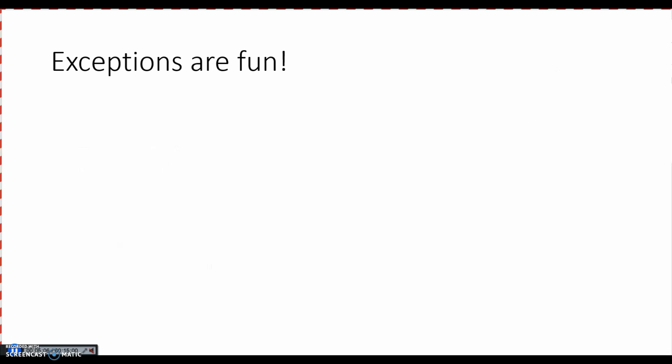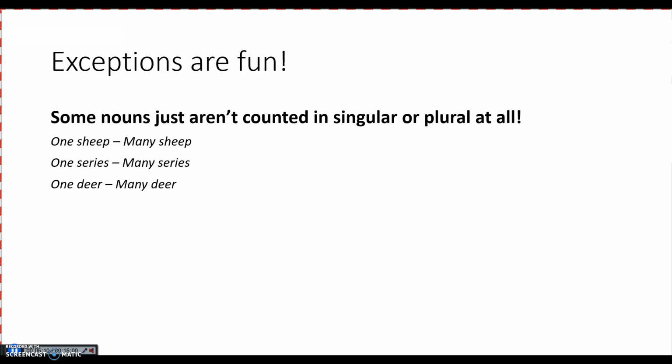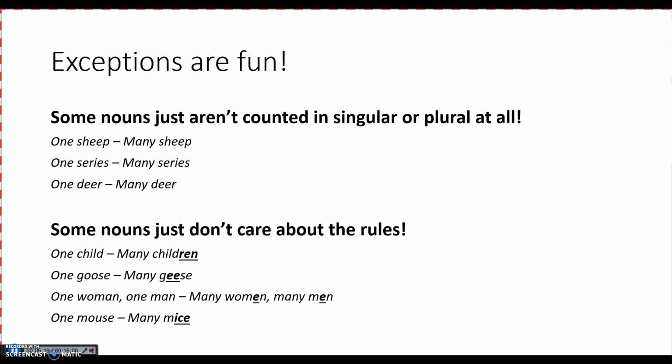But wait, there's more. Some nouns aren't counted in the singular or plural at all, like sheep, series, or deer. And some nouns don't even care about your stupid rules, like one child, many children, or one goose and many geese.